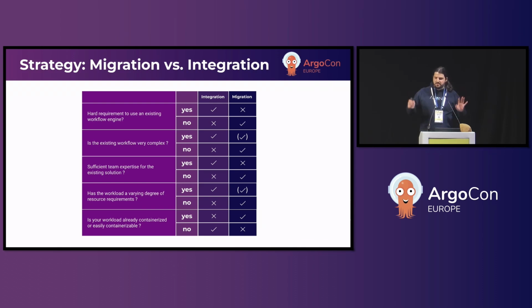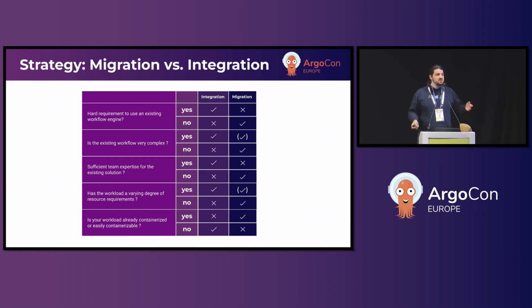So we came up with a little bit of a decision matrix. Are there hard requirements for the existing system? For example, regulatory requirements, or does it need to be the existing system? I think when the answer is yes to that, there is no other option than integration, because you can't migrate it because you have hard requirements. For really complex workflows and really finicky and niche workflows, it's also quite tricky to do. And so then integration may be also a better strategy.